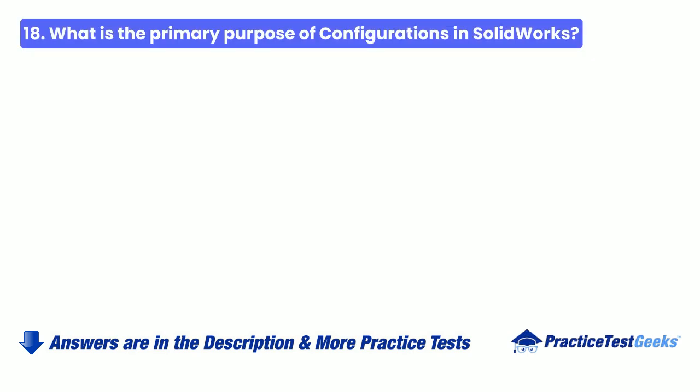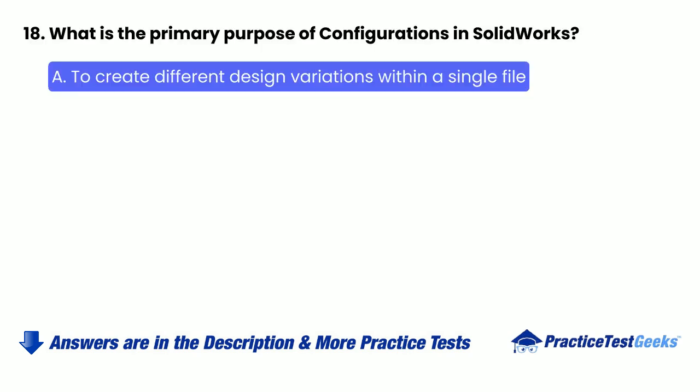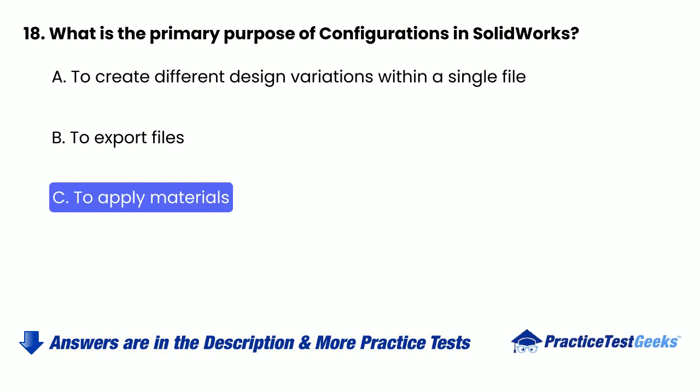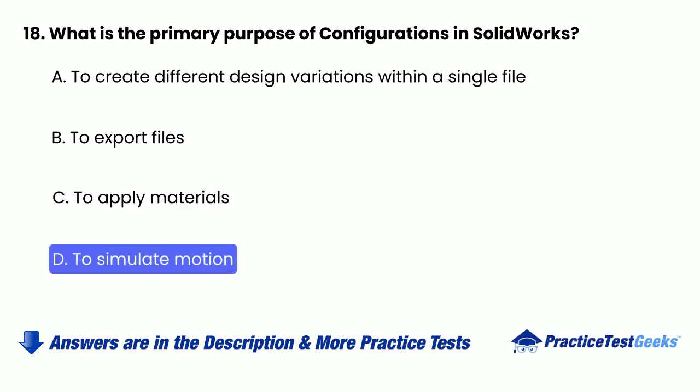18. What is the primary purpose of configurations in SOLIDWORKS? A. To create different design variations within a single file. B. To export files. C. To apply materials. D. To simulate motion.